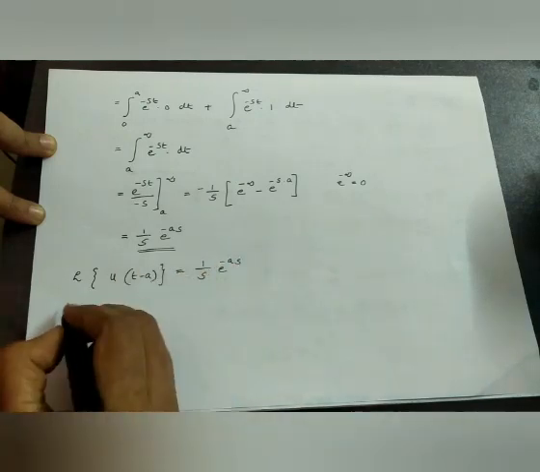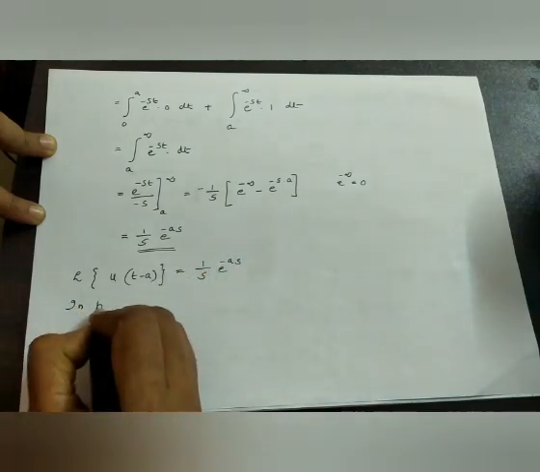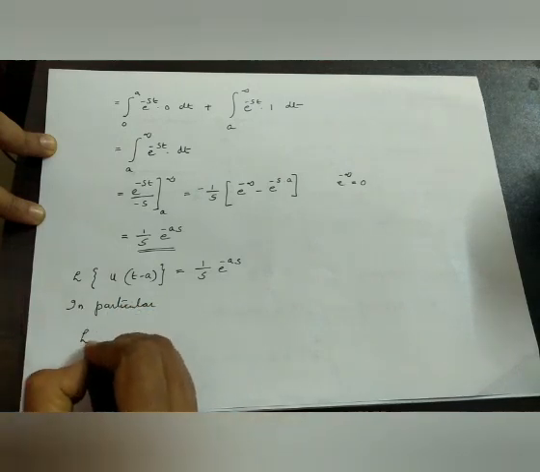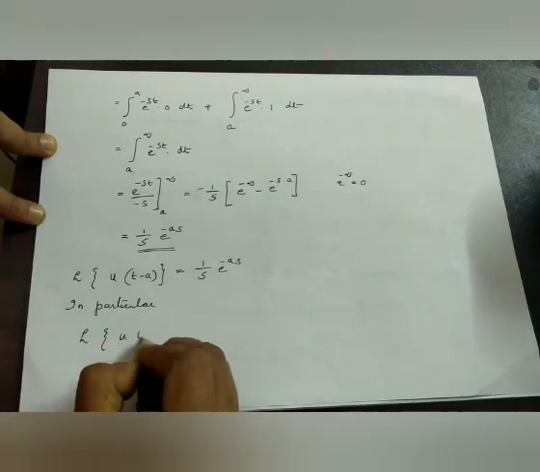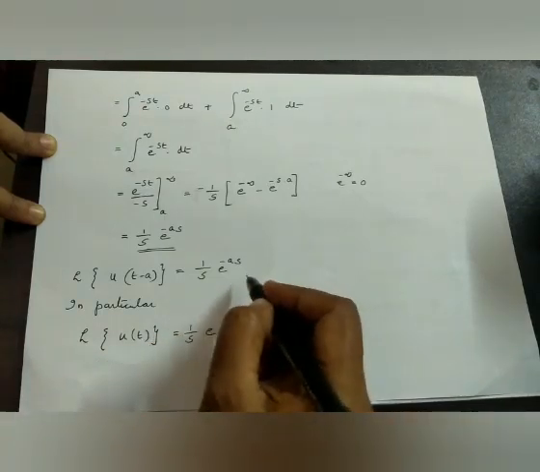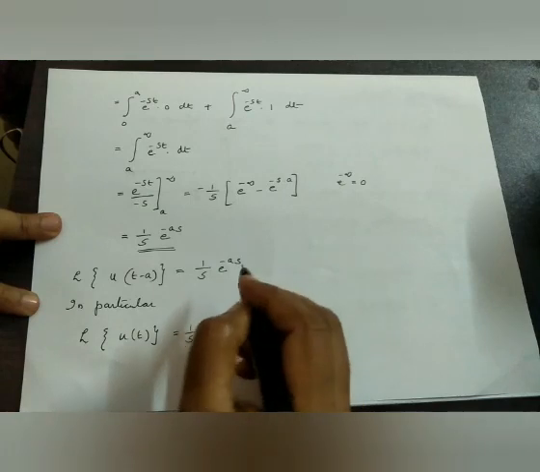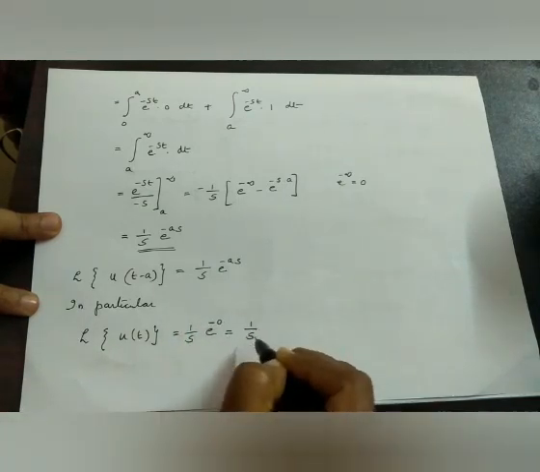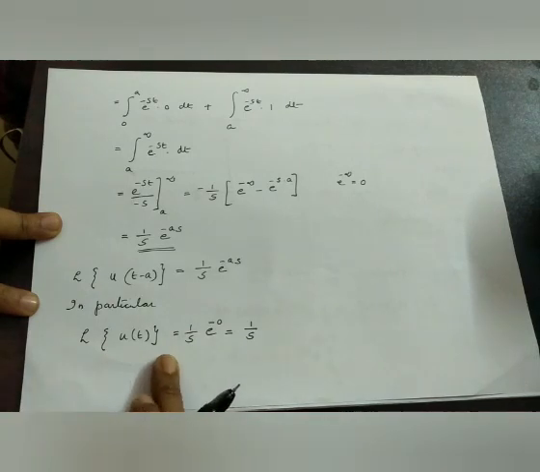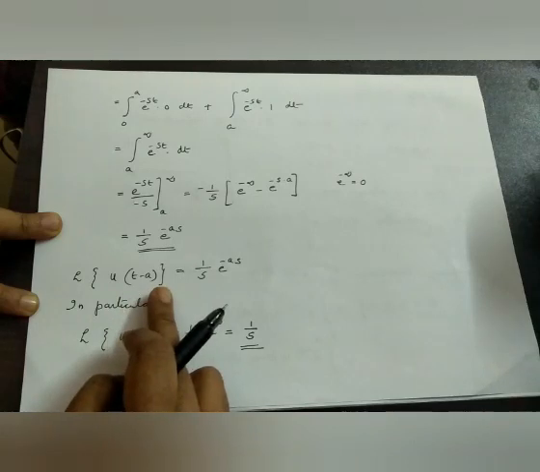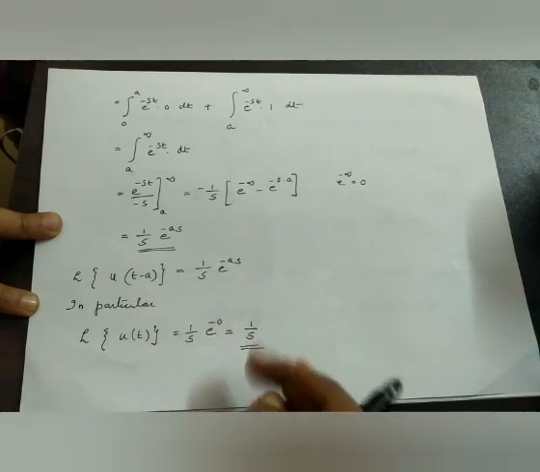In particular, when a equals 0, the Laplace transform of u of t equals 1 by s into e raised to minus 0, that is 1, therefore it is equal to 1 by s. So the Laplace transform of u of t equals 1 by s, and the Laplace transform of u of t minus a is equal to 1 by s e raised to minus as.